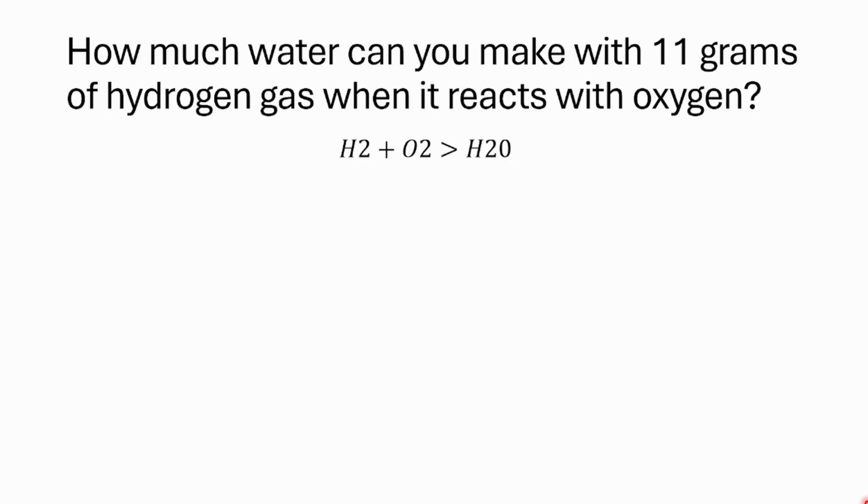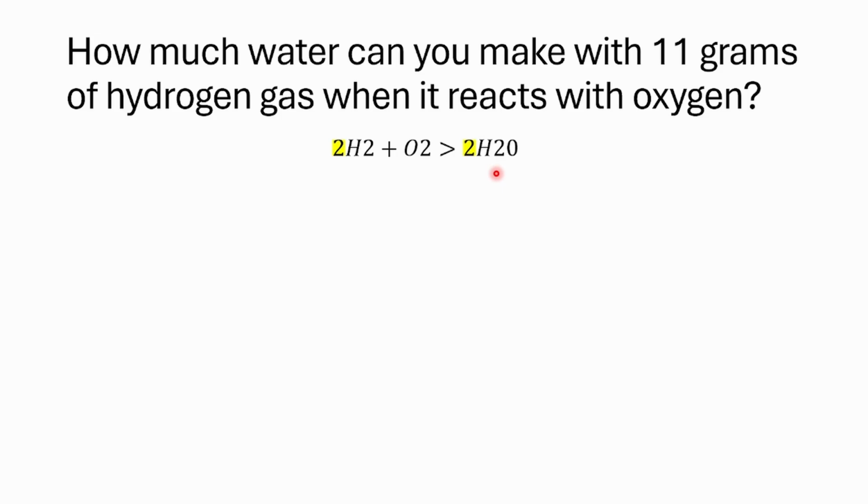Now, to the question. Let's say you're given 11 grams of hydrogen gas and want to know how much water you can make when it reacts with oxygen. Here we have our unbalanced chemical equation. The first thing you do is look at it. It's not balanced, so you want to balance it. Highlighted is where we changed it: the 2 in front of the hydrogen gas and the 2 in front of the water.